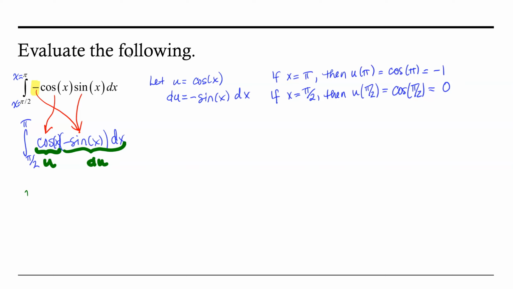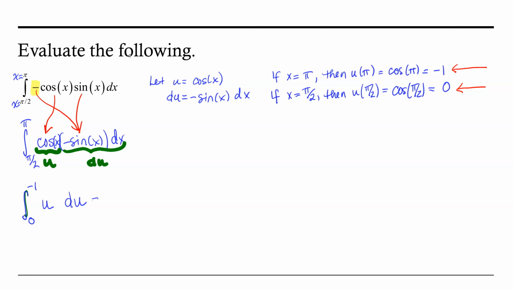So my integral now is the integral from, let's see, my lower limit was pi over 2. My new lower limit is going to be 0. My upper limit was pi. My new upper limit is going to be -1. And then my integrand is u. My differential is du. Now I have a rather simple integral to evaluate.